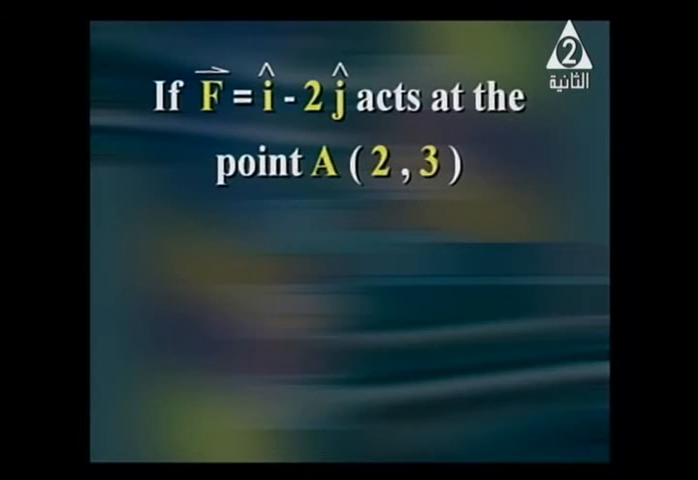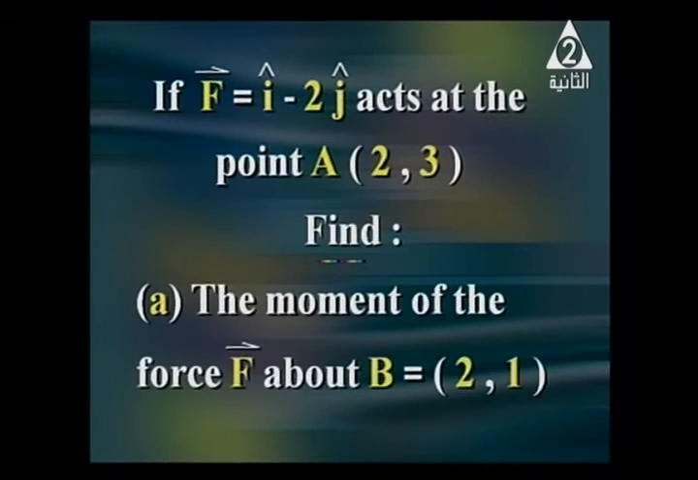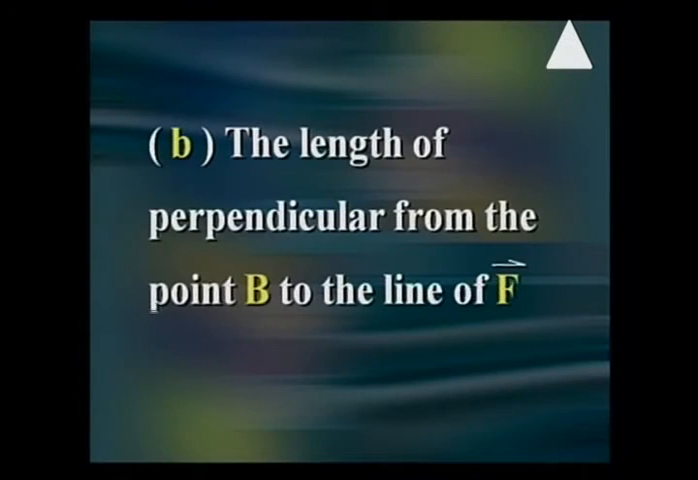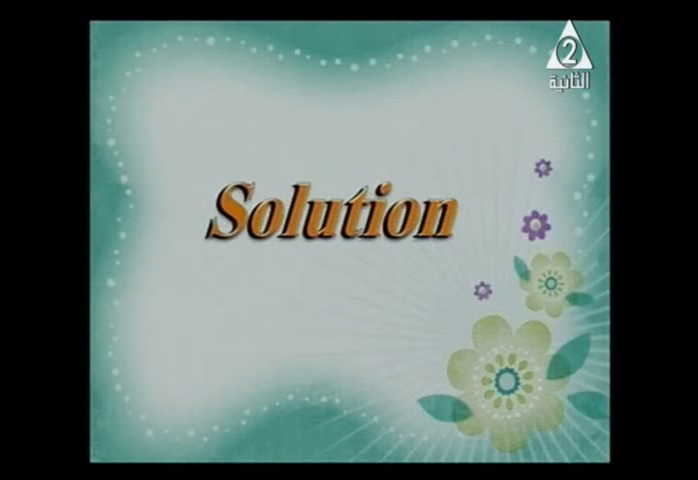If we have force F equals i minus 2j acting at point A (8, 2, 3). Find the moment of the force F about B (2, 1). Part A: the moment. Part B: find the length of the perpendicular from the point B to the line of the force F. Look at the solution.